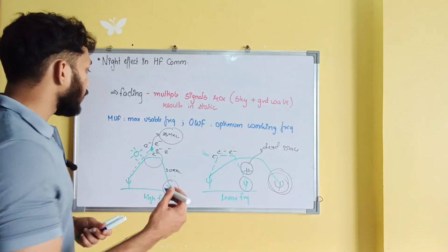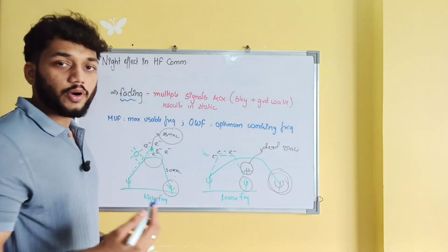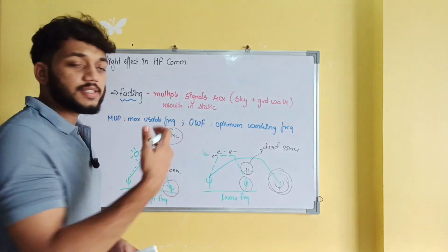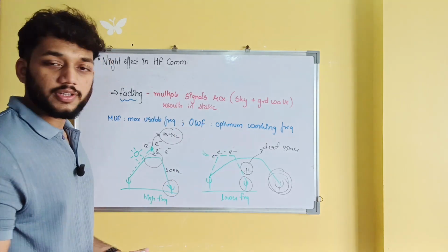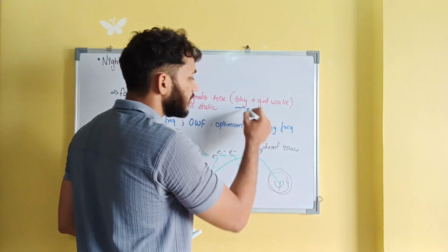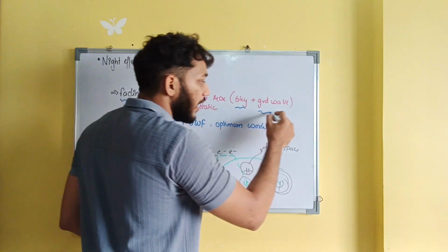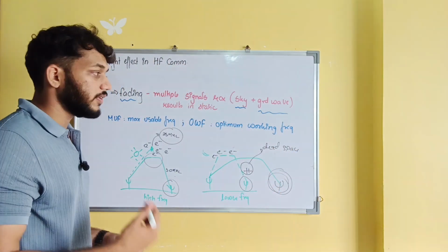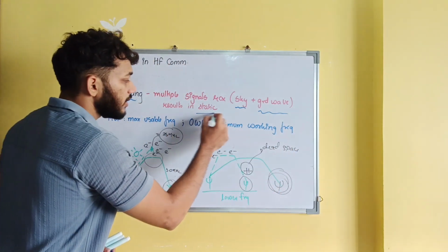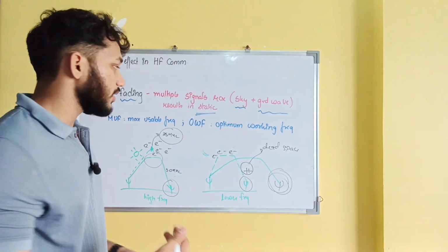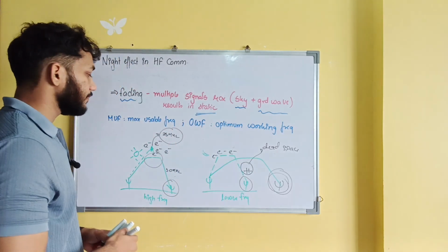Now coming to our next important definition, that is fading. What happens in fading is multiple signals are received by the aircraft or the receiver, like suppose the receiver is getting skywave and is also receiving a ground wave. In this case, what happens is there is a lot of static noise. So this is basically fading.